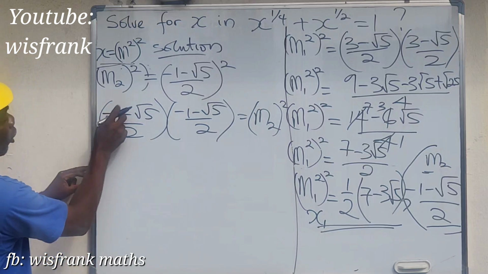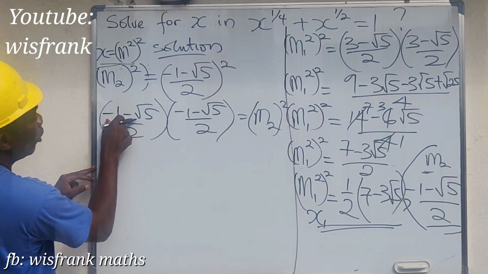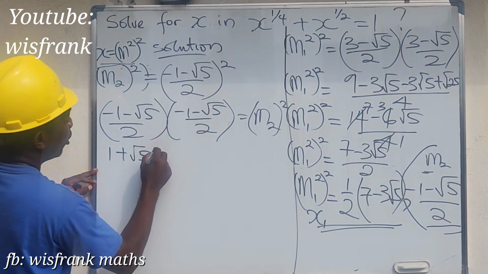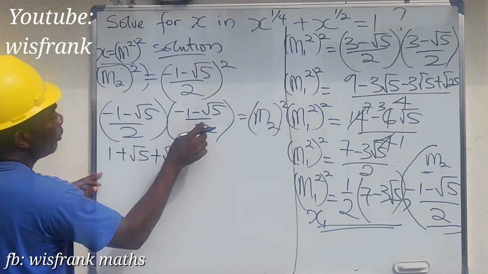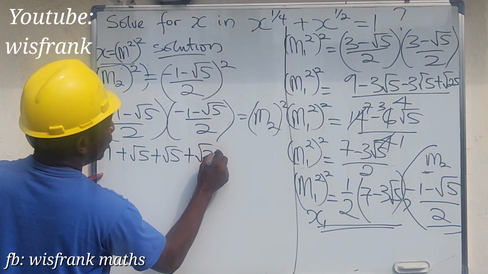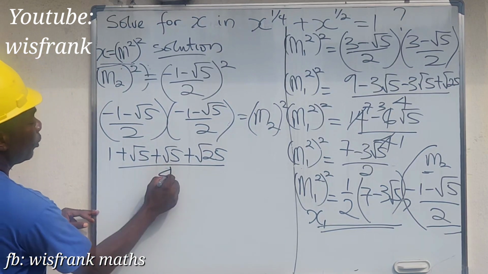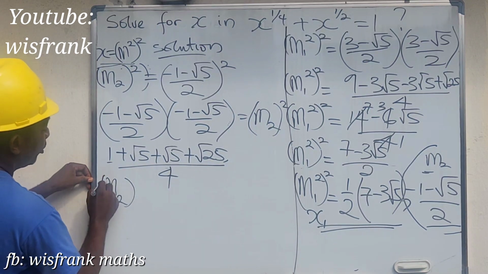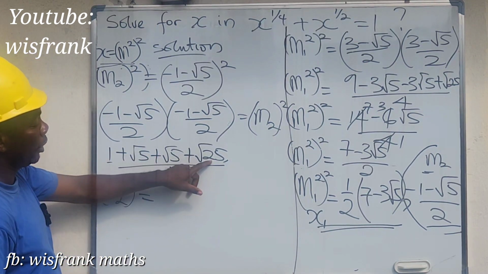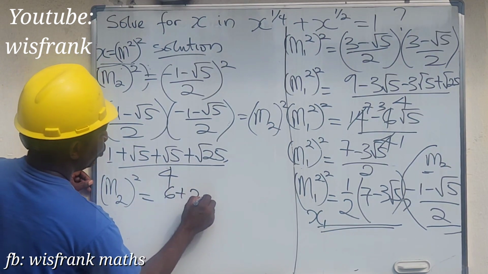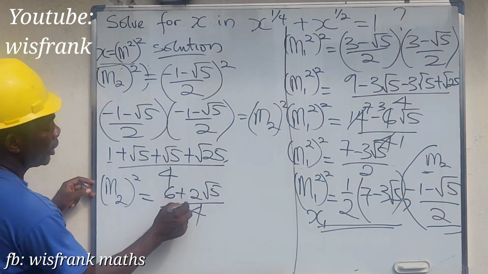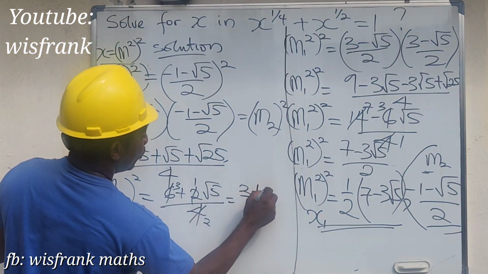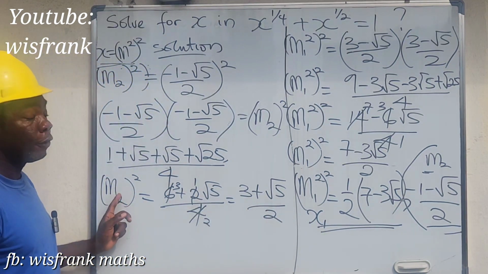Expanding this, minus 1 times minus 1 will give us 1. Then minus 1 times minus root 5 will give us plus root 5. Then minus root 5 times minus 1 will give us plus root 5. Then minus root 5 times minus root 5 will give us plus root 25, all over 2 times 2, which is 4. So we have 1 here and 5 here, so m2 squared will give us 1 plus 5, which is 6, then plus 2 root 5 all over 4. The 2 will cancel, so this will become 3 plus root 5 all over 2. That is for m squared.